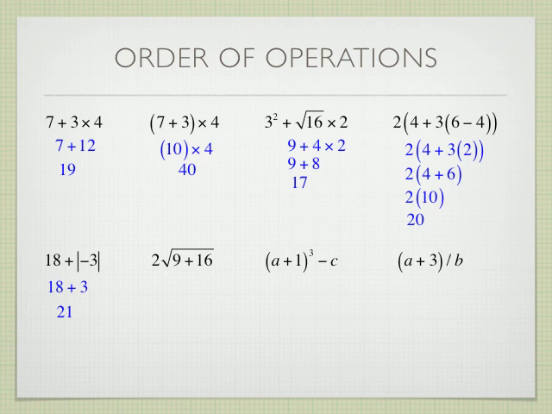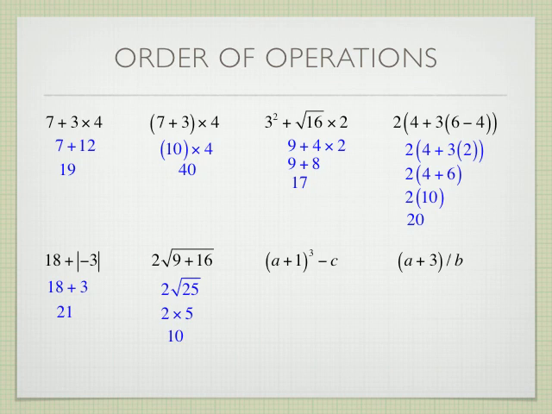2 times the square root of 9 plus 16. P is for parentheses. I don't have any parentheses, but I do have a grouping mechanism. That square root sign groups the 9 and 16, so I have to add those before I take a square root. Square root of 25 is 5, so I get 10.